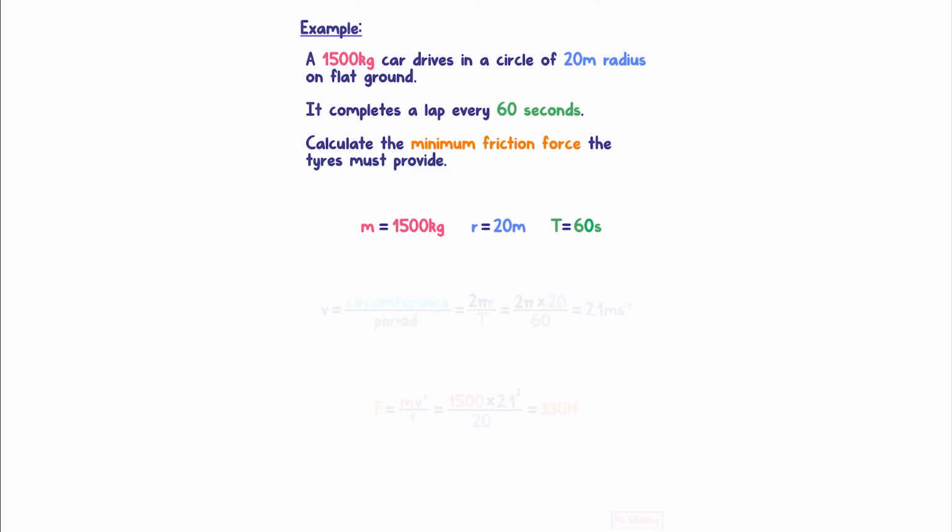Our friction force is playing the role of our centripetal force, so we can describe it with our centripetal force equation, where we have the mass and the radius, but we don't have the velocity, so we need to find it. To do this, we can take distance over time, or in other words, circumference over period. Circumference is 2 pi r, and period is T. Putting in our numbers gives us 2.1 meters per second. Using this in our equation below gives us 330 newtons.